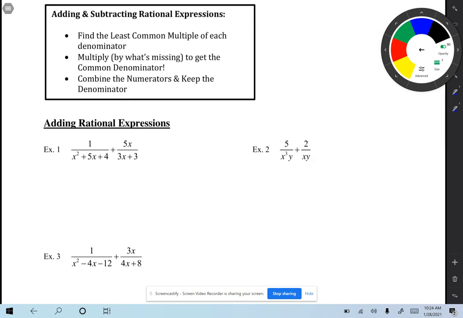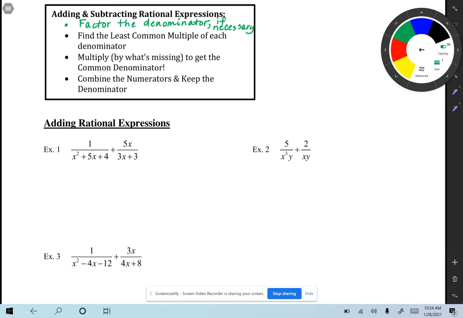Now that we know how to find least common multiples, we can finally add and subtract expressions. Here are the steps. Step 1, find the least common multiple of each denominator, but factor everything first. So maybe let's put an extra step in here. Factor the denominator if necessary. I always just assume that, but never assume. So factor the denominator if you need to. If you don't, then you don't factor it. That's an important step. That's why we did the LCMs of the previous two problems.